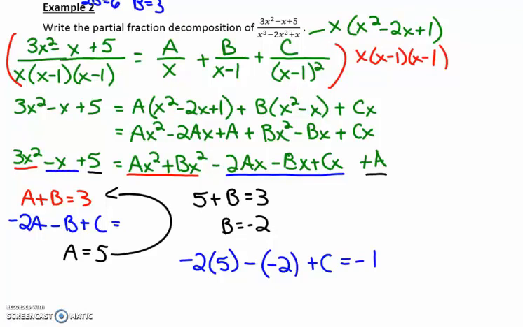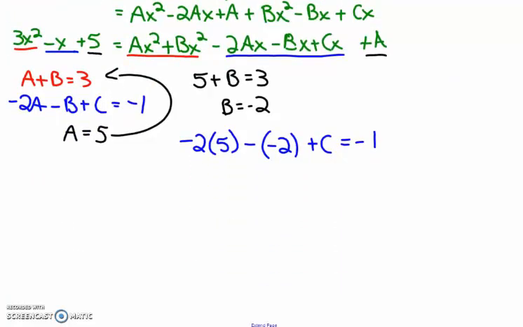All right, that's why it's important to pay attention to what you're doing. Okay, so negative 1. Yeah, there we go. That's better. All right, so negative 10 plus 2 plus c equals negative 1. So c, all right, that's going to give us a negative 8. Add the 8 over. That gives us a 7.